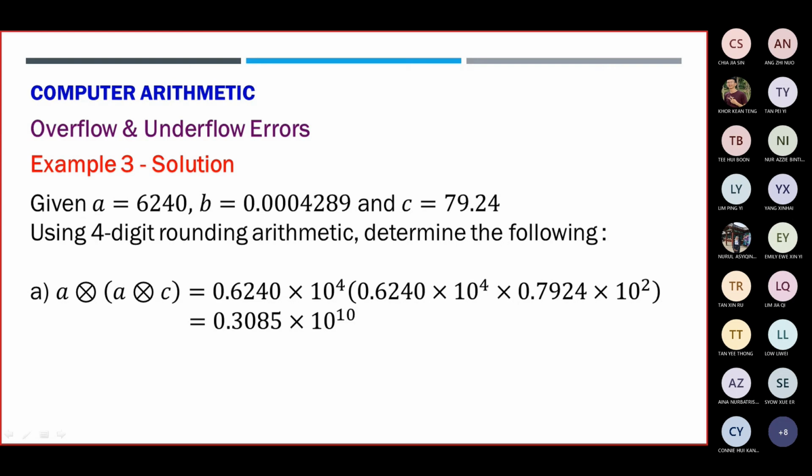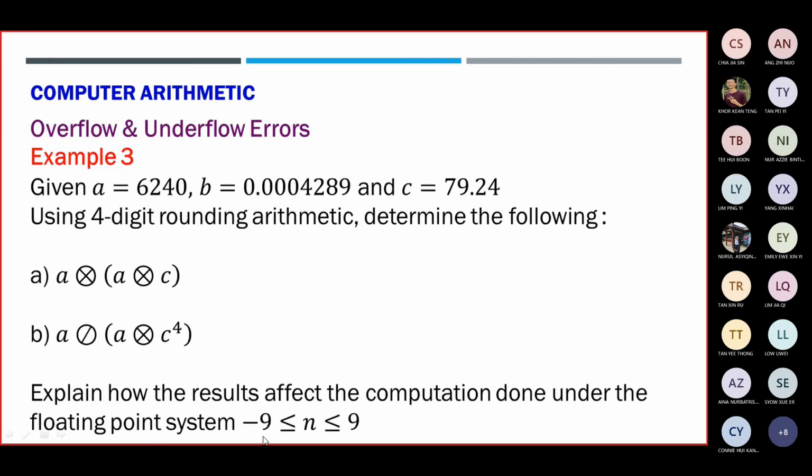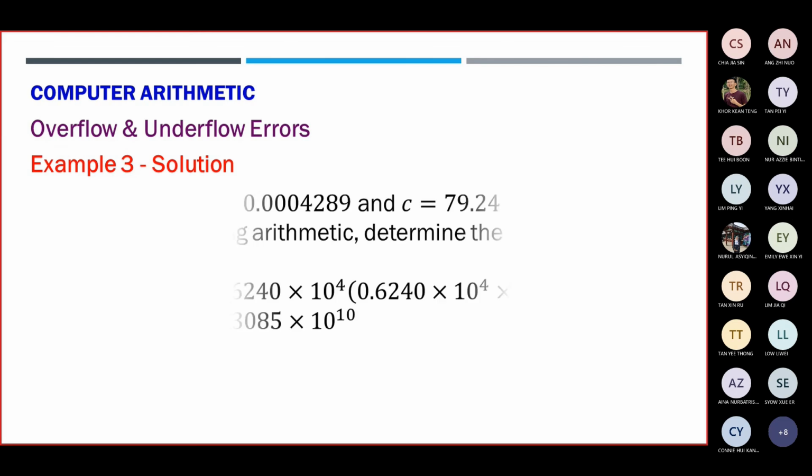What's the limit? Oh, limit, I showed you just now. The limit is just given. Do you follow the slide just now? The limit of the floating point given is minus 9 to 9. Okay, there's a range given. Okay, all right, now how are you going to conclude the answer?